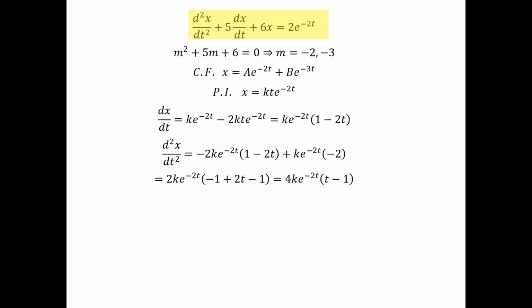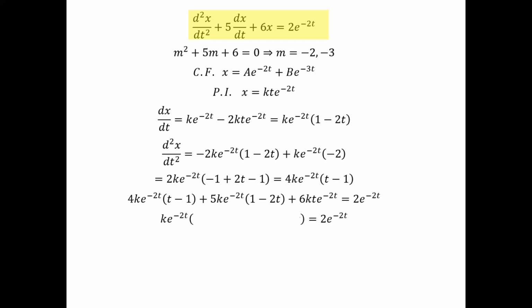So I'm going to put both of those, the dx over dt and the d2x over dt squared, into my original second order differential equation. So there's the d2x over dt squared. Then I want 5 dx over dt's, and I want 6 lots of x, and that's all going to be equal to 2 e to the minus 2t.